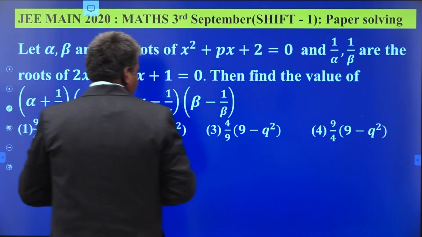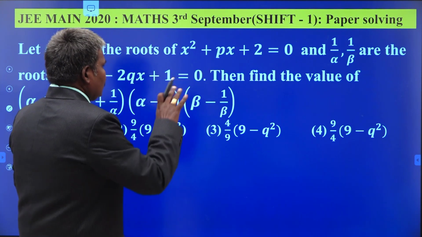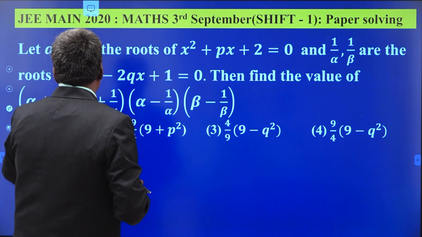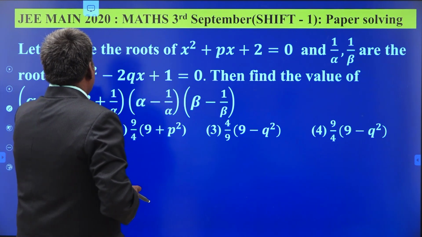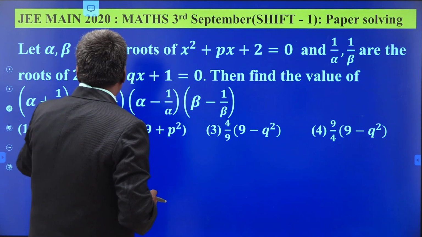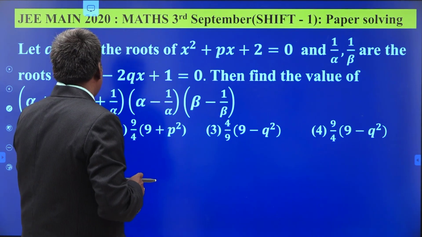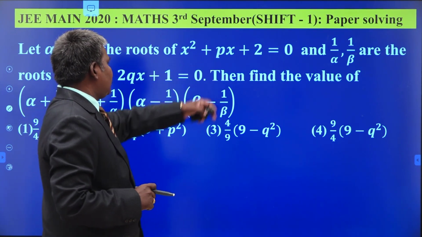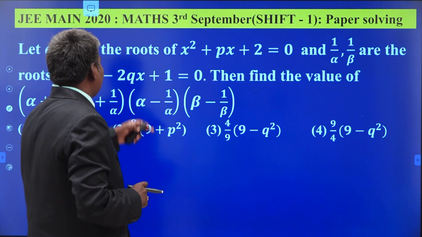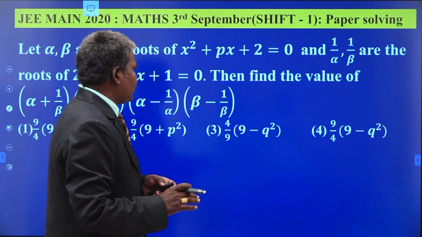See this one? This is the problem. Alpha and beta are the roots of this equation. 1 by alpha, 1 by beta are the roots of another equation, 2x square plus 2qx plus 1 is equal to 0. Then you have to find out the value of this one. First of all, write the sum of the roots as minus p, and the second time use the sum of the roots as 2q. Then check which one is possible.